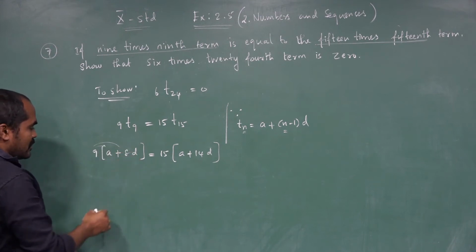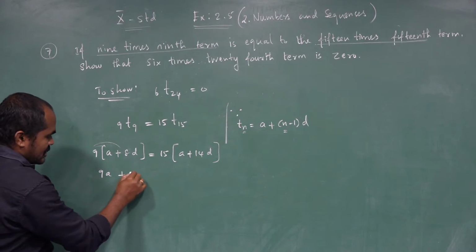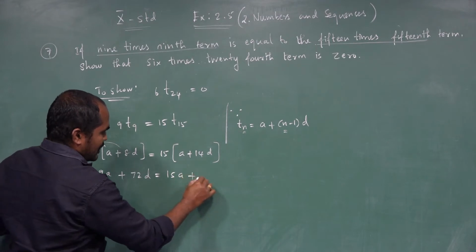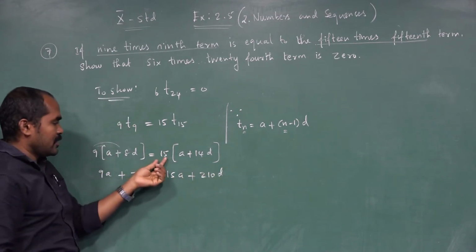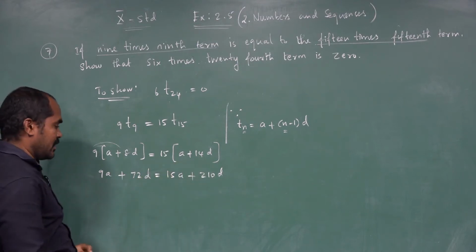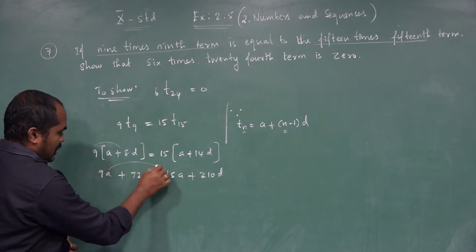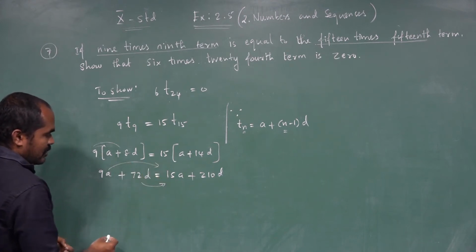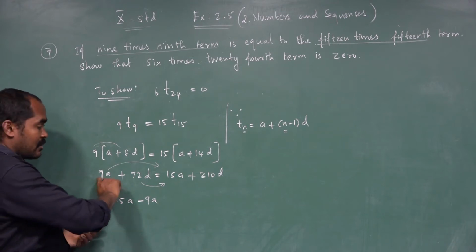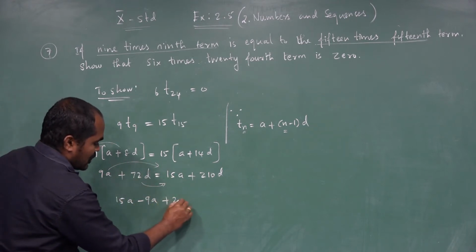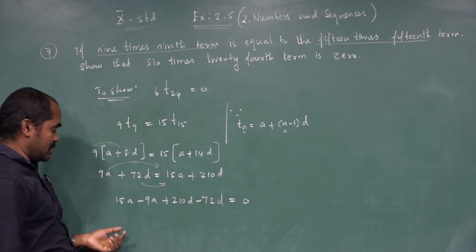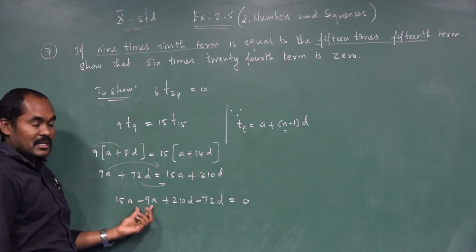Multiplying 9 into each term, we get 9a plus 72d equal to 15a plus 210d. So 15 into 10 is 150, 15 fours are 60, that is 210d. So send this 9a and 72d to one side. We get 15a minus 9a plus 210d minus 72d equal to 0.